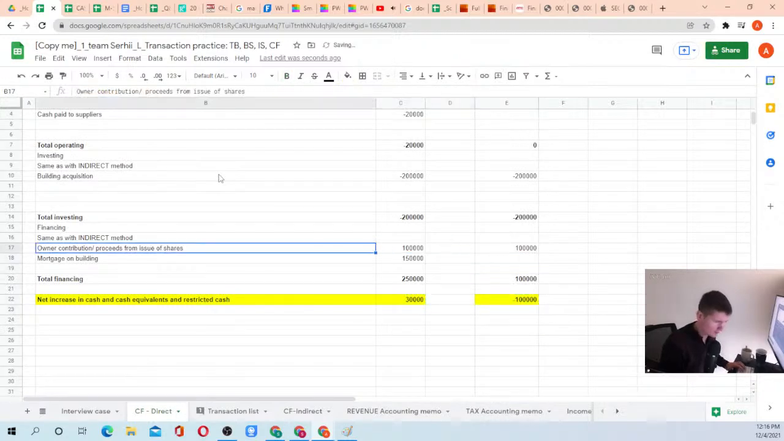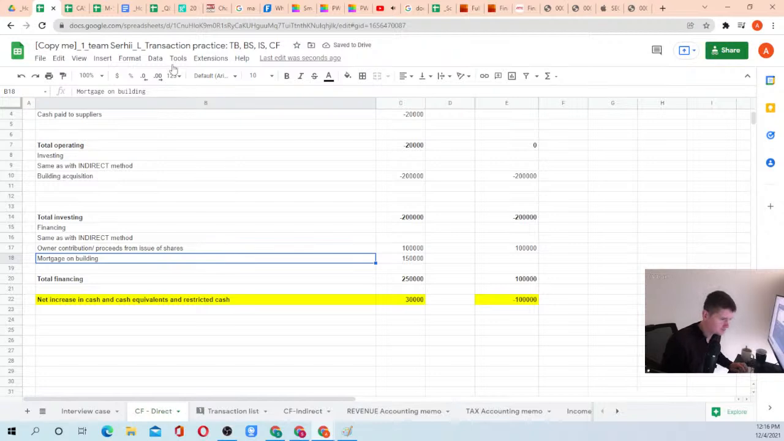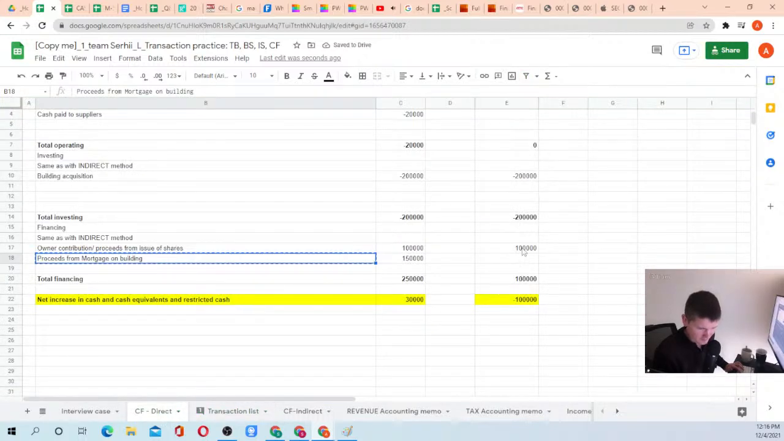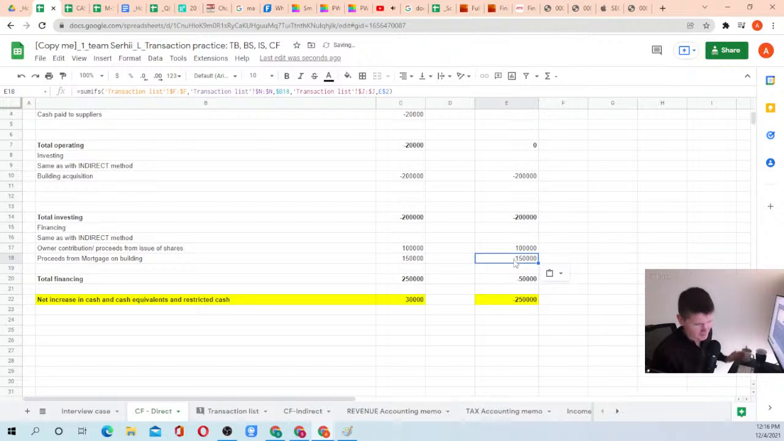Okay, and now we need to, let's call it, proceeds from... for the practice reasons, let's be very detailed about that. So here it is, proceeds from mortgage. And if we just copy a formula, it will be with a minus, but we need it to be with a plus. So we need to be very accurate with the signs.